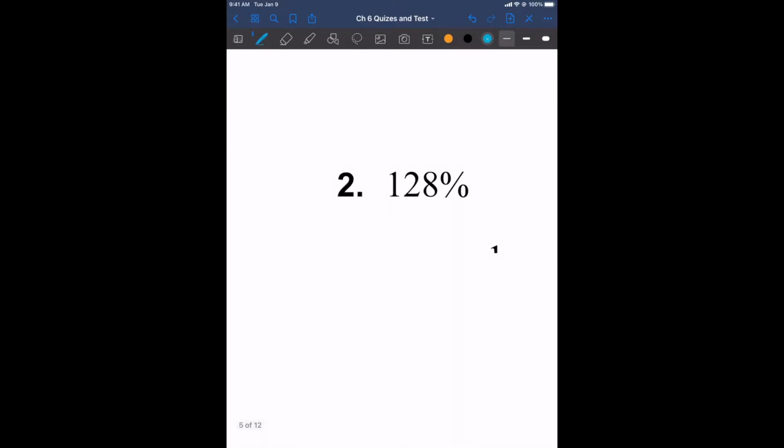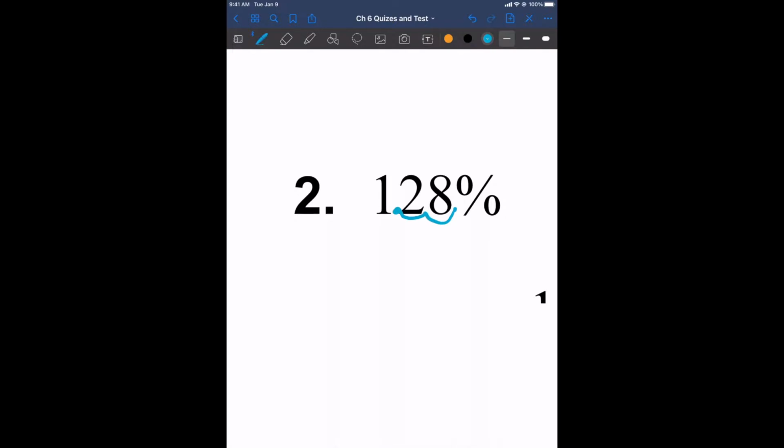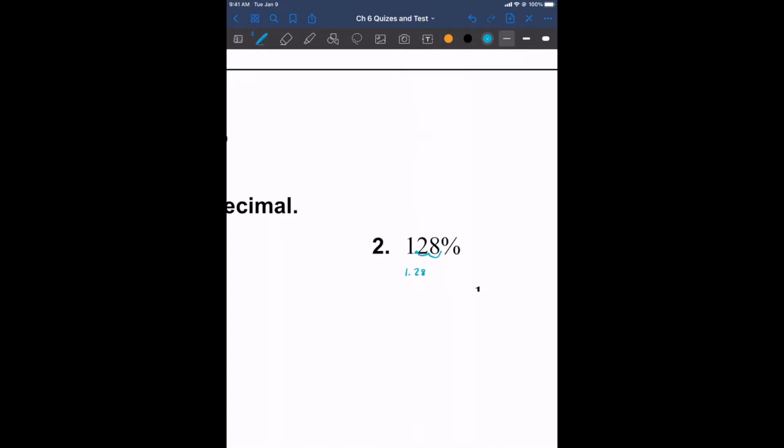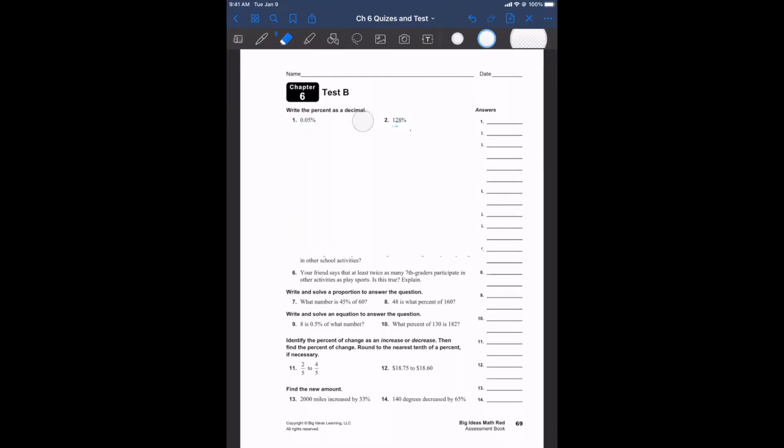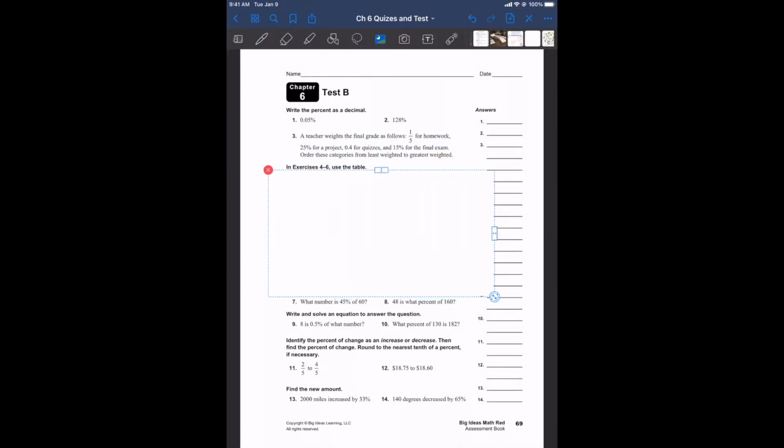Number 2, if you don't see a decimal, that means it's behind the last number in the ones column. Move over 2 places. My new number is 1.28. All right, now that was pretty simple. I hope you guys understood that in section 1 a long time ago.